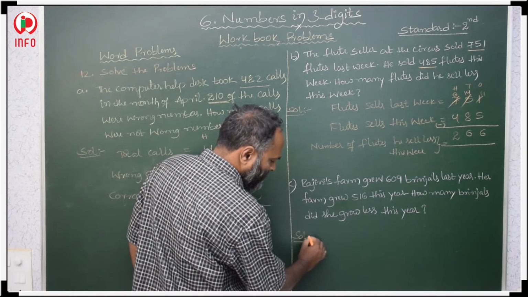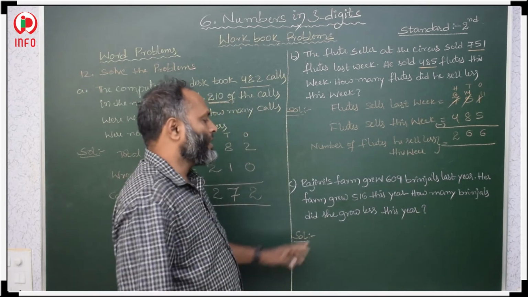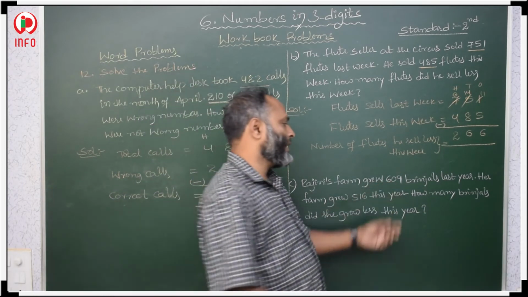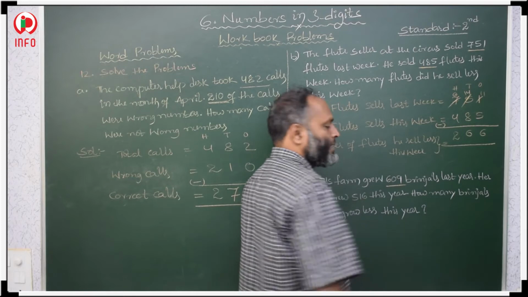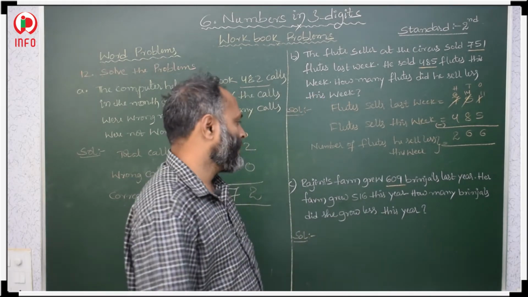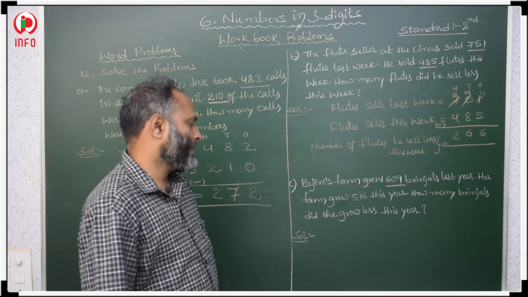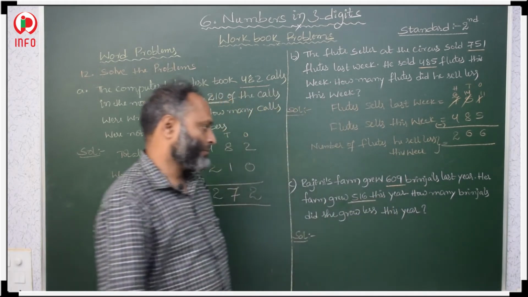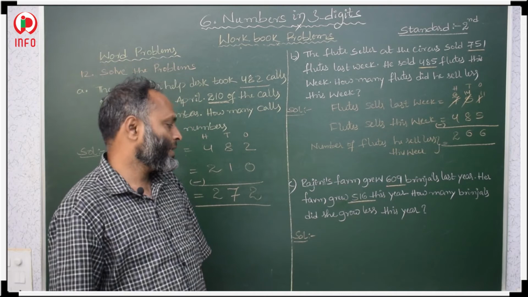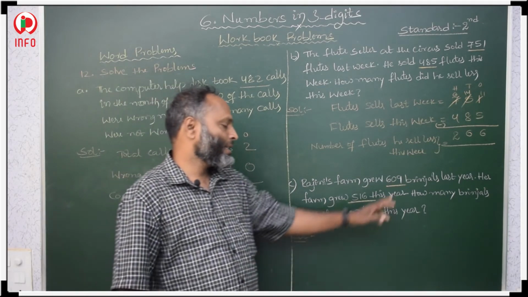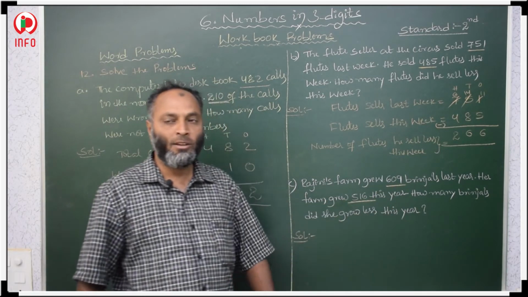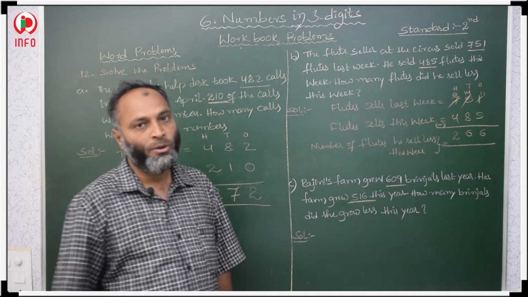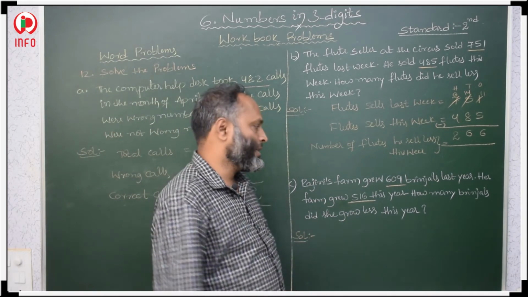Then next, Rajini's farm gave 609 brinjals last year, and gave 516 this year. How many brinjals did she grow less? So this is more and this is less. So how many less means we have to do minus.